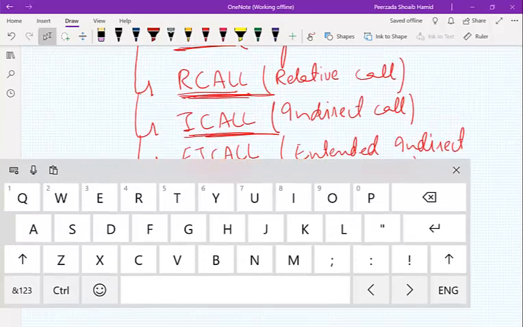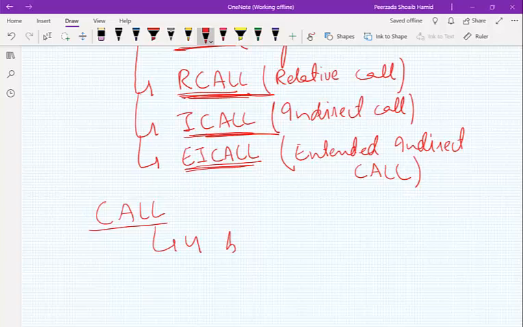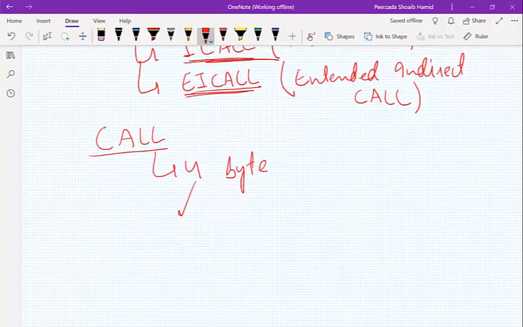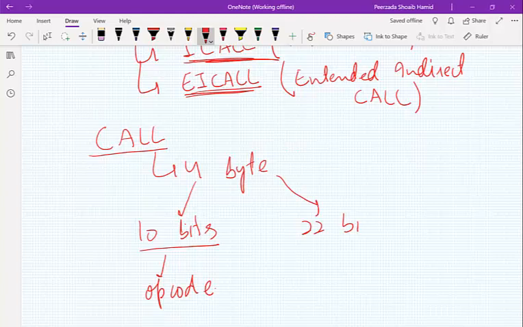So first we will discuss the simplest one, the call. It's again a 4-byte instruction, that means 32 bits, in which the first 10 bits are used for the opcode, and the other 22 bits, from bit 11 to 32, are used for the address.